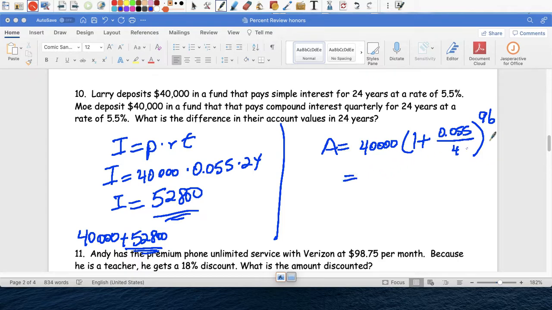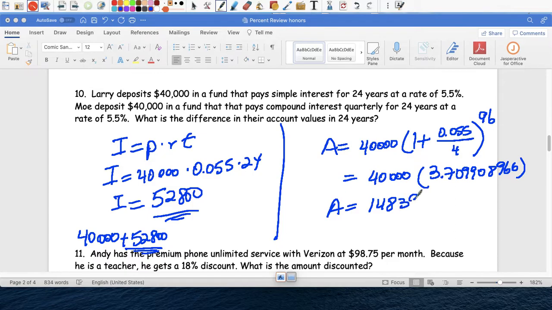So again, let's take care of this first. So you would, in your calculator, 0.055 divided by 4, enter, plus 1, enter. I'm going to raise that to the 96th power. And in my calculator, that whole thing gives me 3.709908966. You're going to take that, multiply by 40,000. When he comes back, he's going to have $148,396.36.